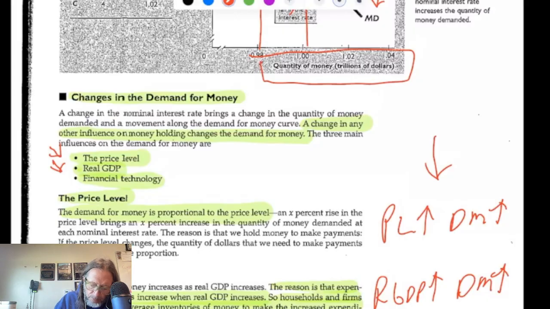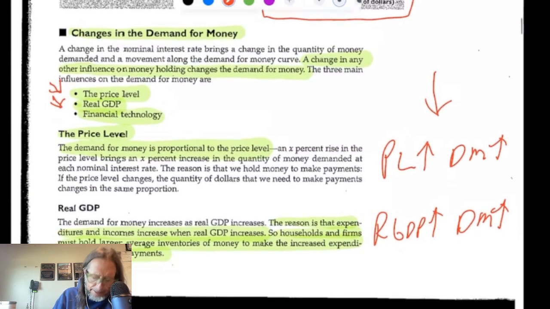Okay. Real GDP follows along the same idea as the demand for money increases as real GDP increases. The reason is that expenditures and incomes increase when real GDP increases. So as real GDP is increasing, right, we're in an expansion. We all have more money. Things are going better. So we naturally then, when we get back to the consumption or savings question, we're going to have more money to spend.